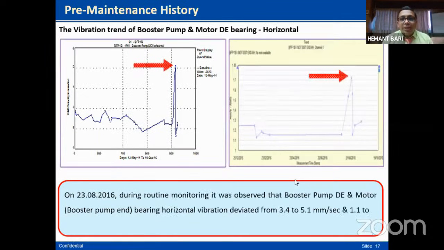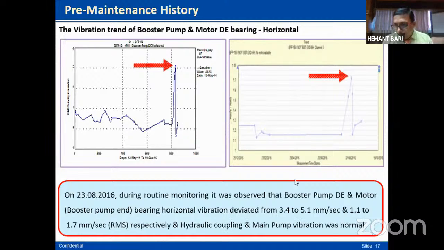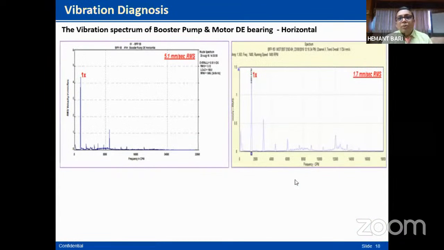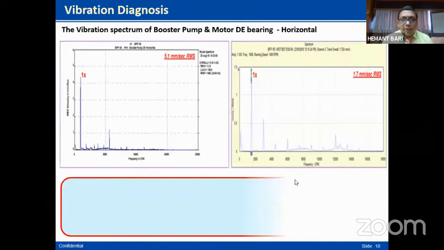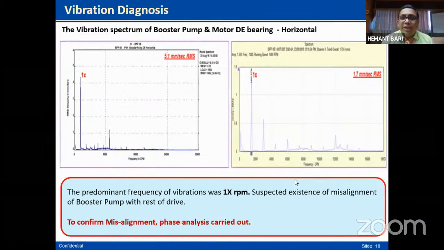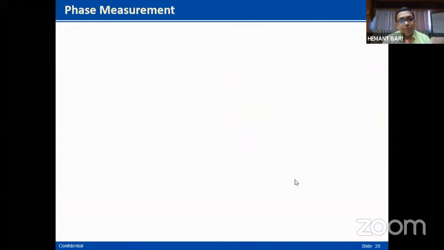In the vibration trend we saw that the vibration level deviated from 3.4 to 5.1 and 1.1 to 1.7. We studied the vibration spectrum and suspected that there could be misalignment. We are not confirmed. To confirm the misalignment, we carry out the phase analysis.